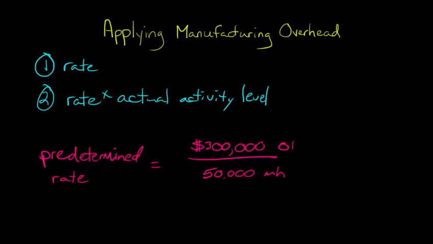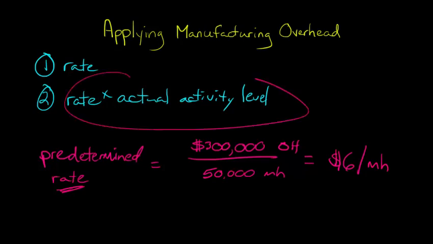So in the numerator we've got budgeted overhead, and in the denominator we've got machine hours that have been budgeted. These are estimates, and this is going to yield us a rate of $6 per machine hour. So that means for every actual machine hour as it comes up, we're going to apply $6 of manufacturing overhead.